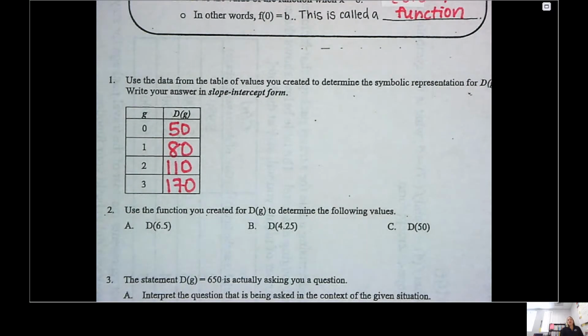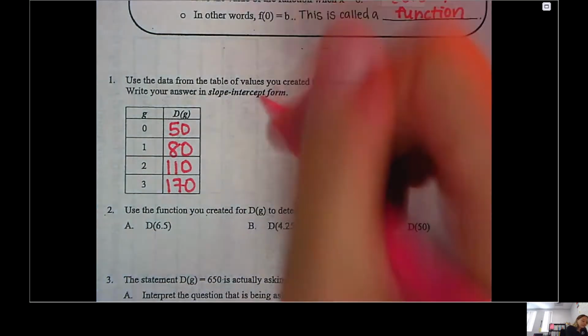So we've got the equation y equals mx plus b. The two pieces that we need are the slope, the m, and the y-intercept. Now, you already know where the y-intercept is.